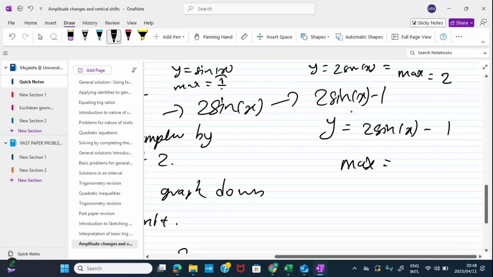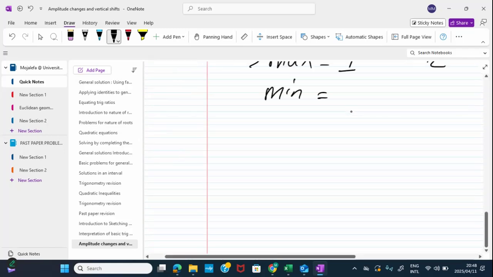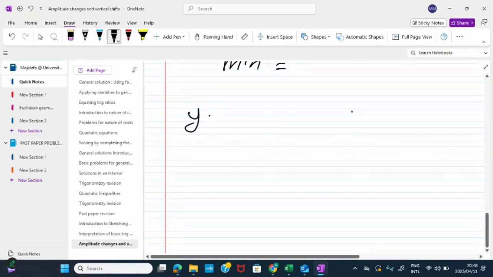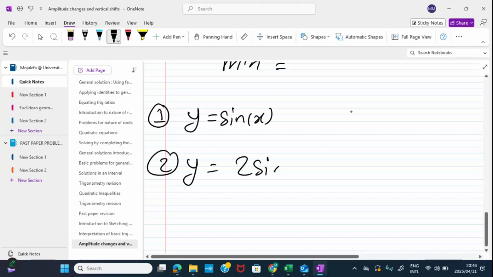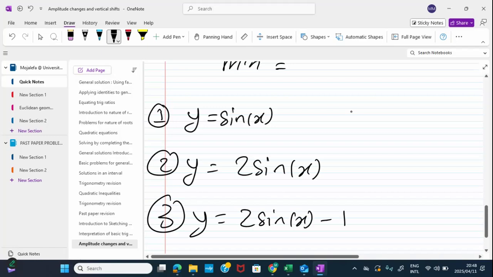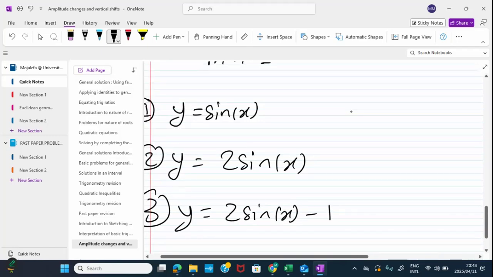How did you move from this 1 to that 2? You multiply by 2, right? Because the graph itself was multiplied by 2. Let me explain it down here. We have the graph of y is equal to sine x first, right? This is the first function, this is the mother function. Then you move to the second one, y is equal to 2 sine x. Then you get to the third graph, y is equal to 2 sine x minus 1. Tell me, what is the max?